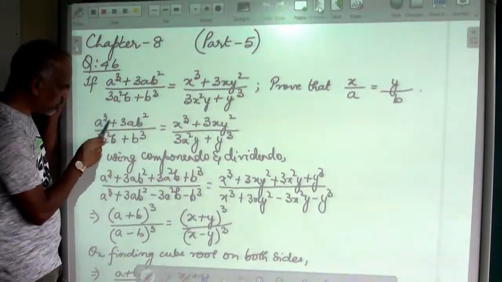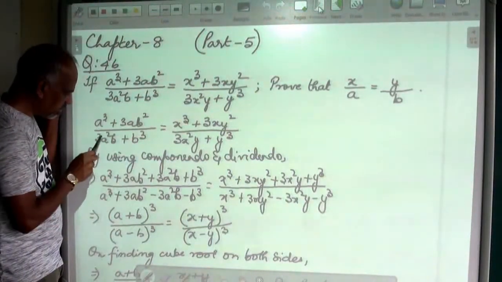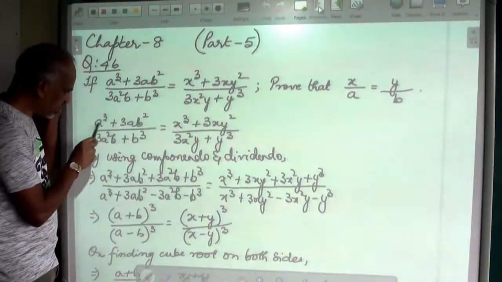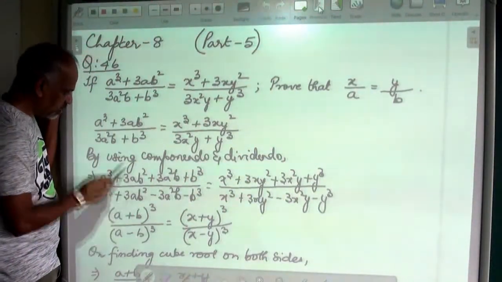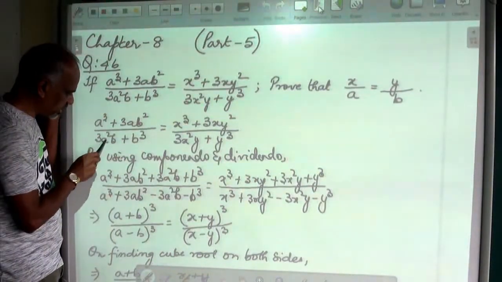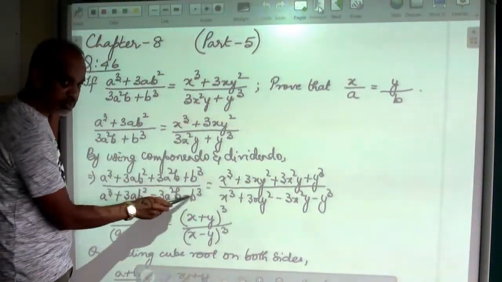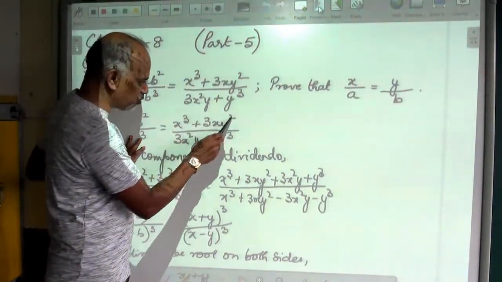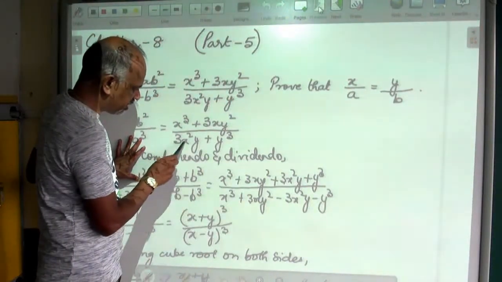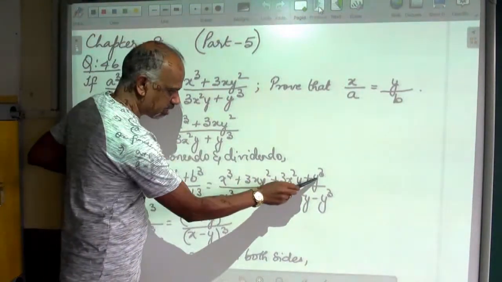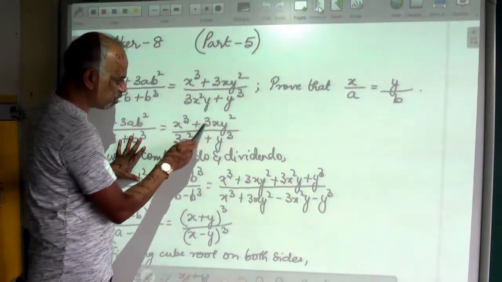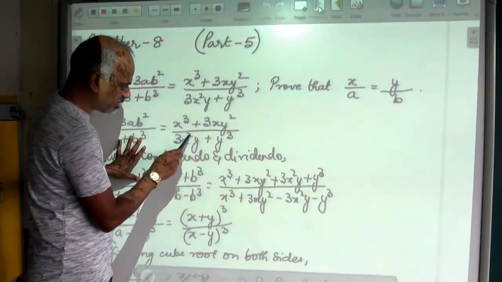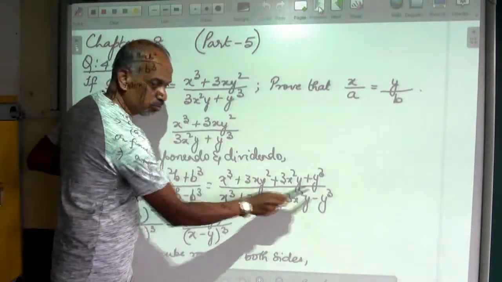So it is a cube plus 3ab squared, which is here, plus 3a squared b plus b cube, that's here, divided by, again, a cube plus 3ab squared, that is here, minus these two terms, that's minus 3a squared b and minus b cube, is equal to, do the same thing on the other side, x cube plus 3xy squared is here, plus 3x squared y plus y cube is here, divided by x cube plus 3xy squared is here, minus these two terms, that's minus 3x squared y minus y cube.